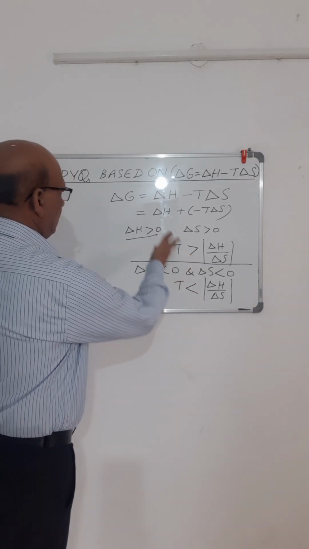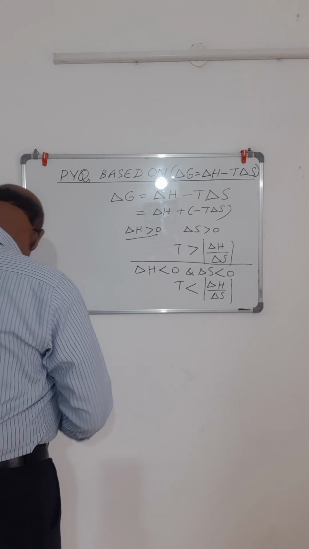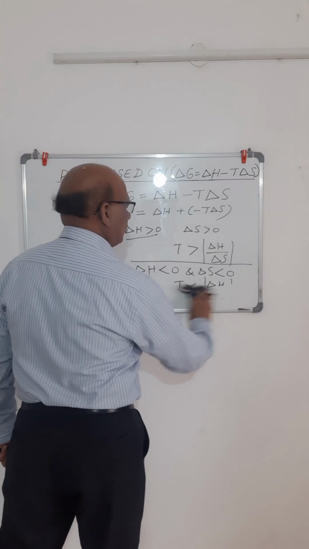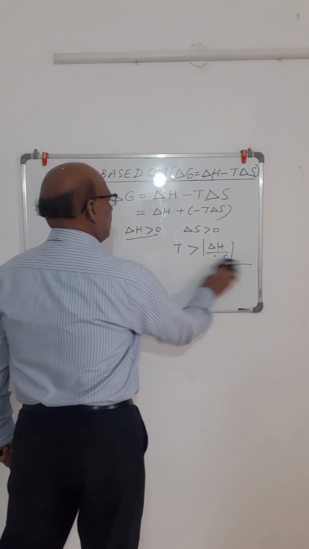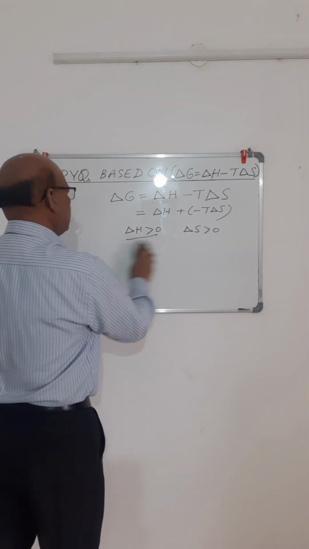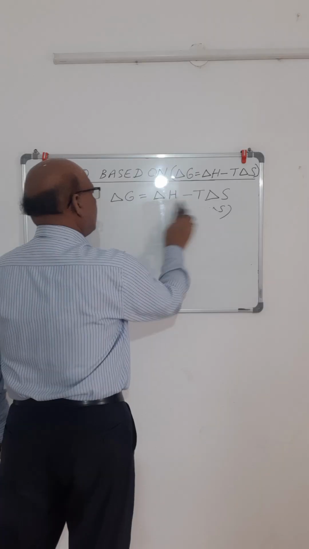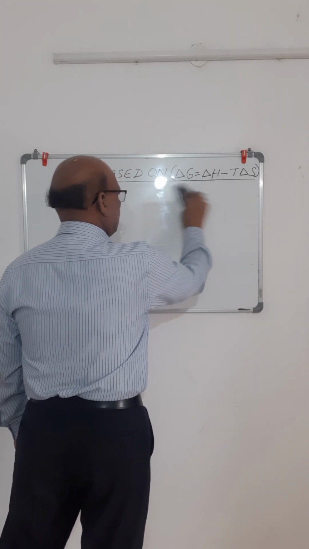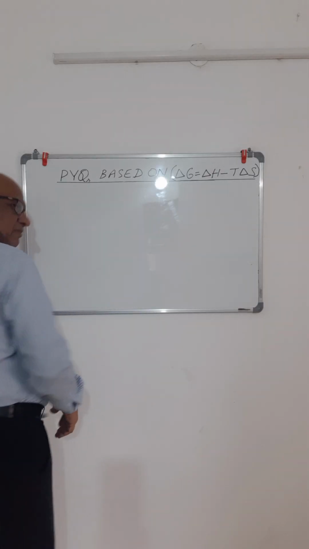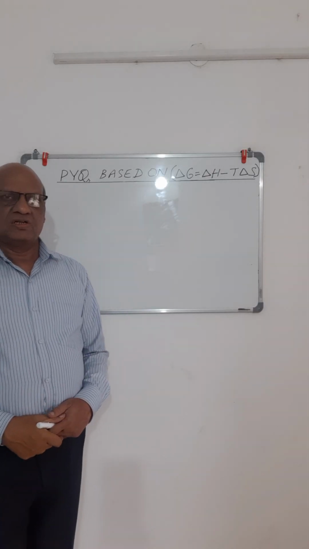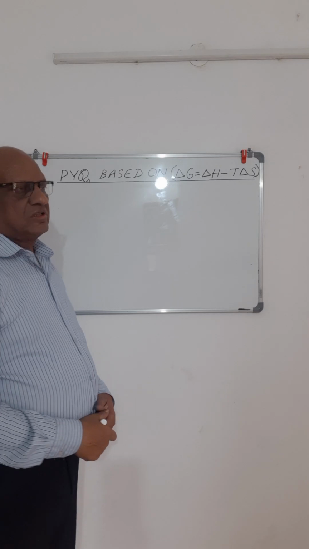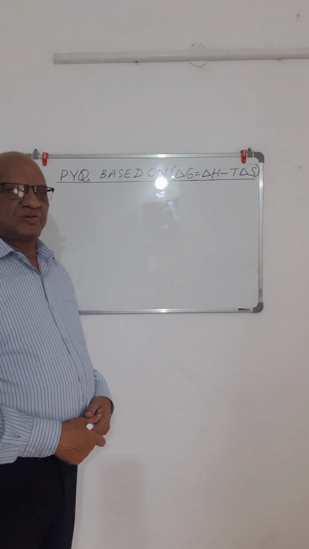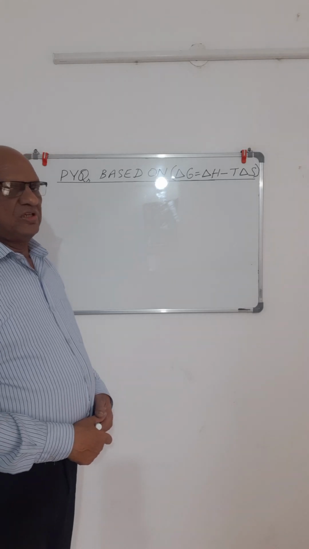So that is how we explain the signs of delta G, which determine whether forward reaction will be spontaneous or reverse reaction will be spontaneous, and at what temperature forward reaction will be spontaneous, and at what temperature reverse reaction will be spontaneous. Okay, that means at a temperature when delta G becomes negative, then forward reaction will be spontaneous, and at a temperature where delta G becomes positive, the reverse reaction will be spontaneous.